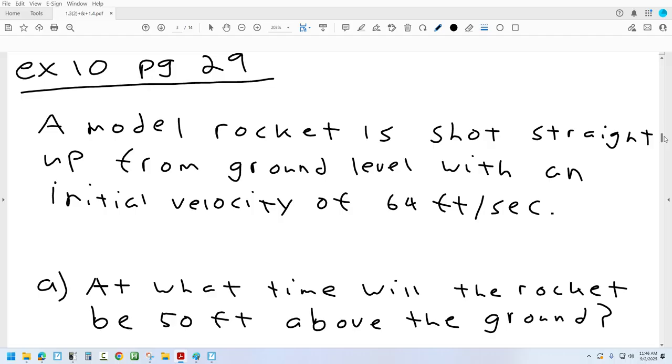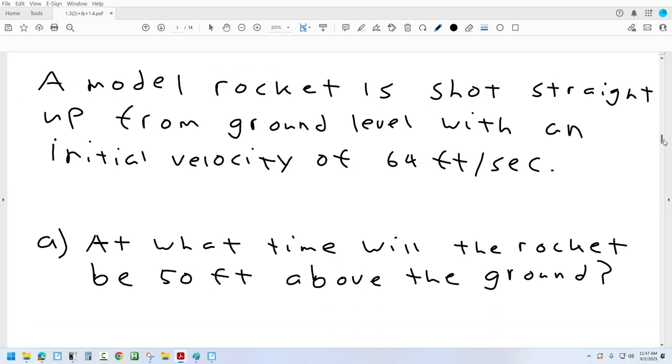Okay, so this says that a model rocket is shot straight up from ground level with an initial velocity of 64 feet per second. And there's two questions they ask us. First question is, what time does the rocket hit 50 feet? Before we can even answer that question, we need an equation with that information in it.